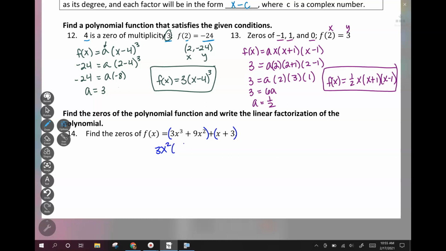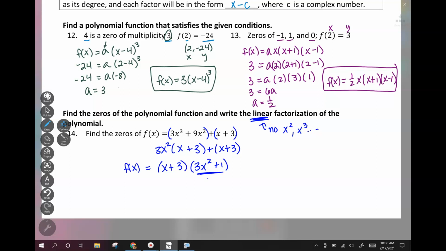Unless it tells you what method to use, you're welcome to factor if you're able to. So just factoring this by grouping, there's what I get. All right, but it asks to write the linear factorization of this, which means I can have no x squared, x cubed, and so on. All of my factors just need to be x plus a number or x minus a number. So what I need to do is factor this.